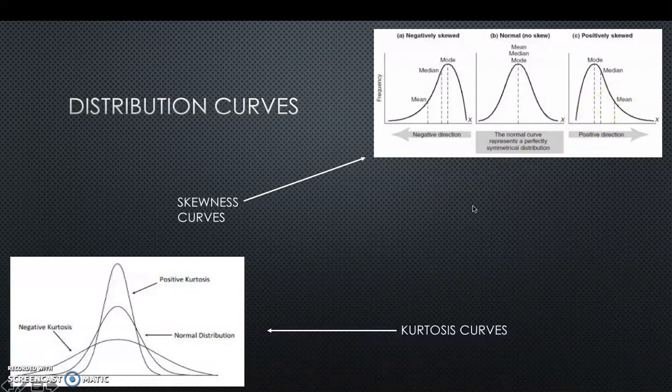The next curve is the kurtosis curves. These curves show how flat a curve is. This curve shows positive kurtosis. This curve shows neutral kurtosis, and this curve shows negative kurtosis.